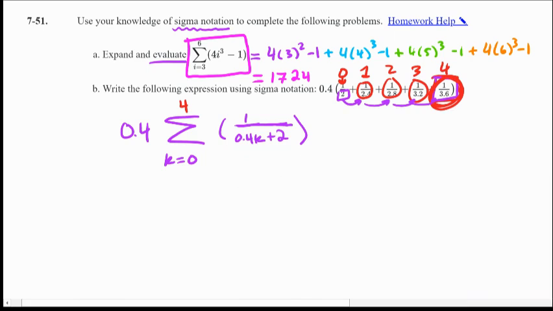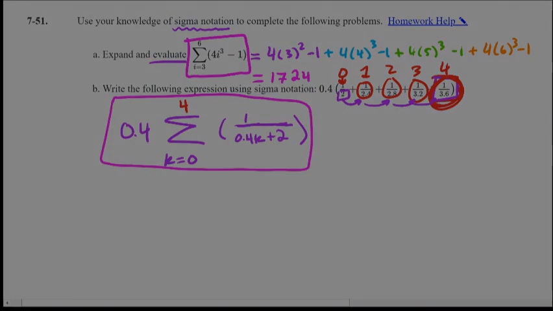So in this case, my sigma notation is 0.4 times the sum from k equals 0, with 4 on the top, and then my actual equation here in parentheses.